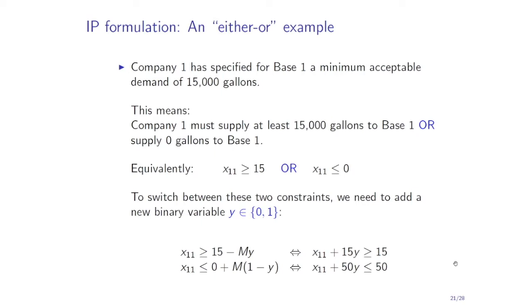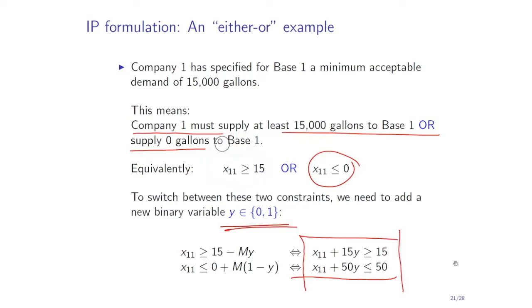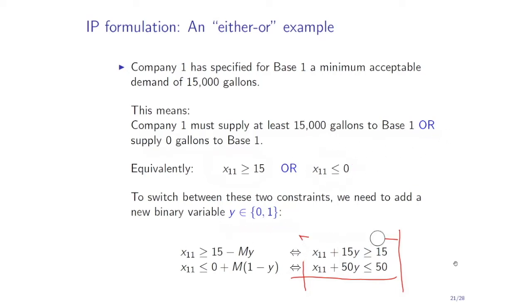This condition is an either-or condition: either this or this, mathematically this constraint or this constraint. In order to switch between these two constraints, we introduced a new variable and incorporated that variable associated with a very big number, and we end up with two constraints like this. We add these two constraints to the formulation that we already have. Okay, so case 1, the requirements of company 1 is already taken care of.